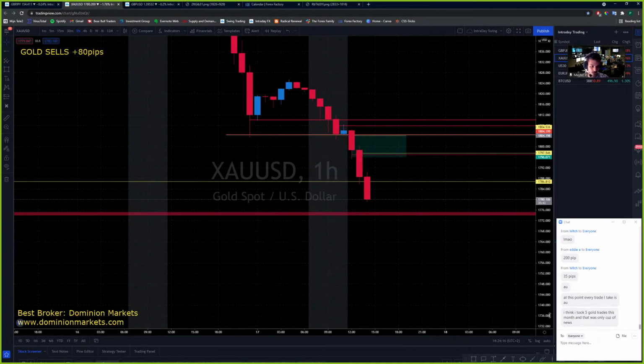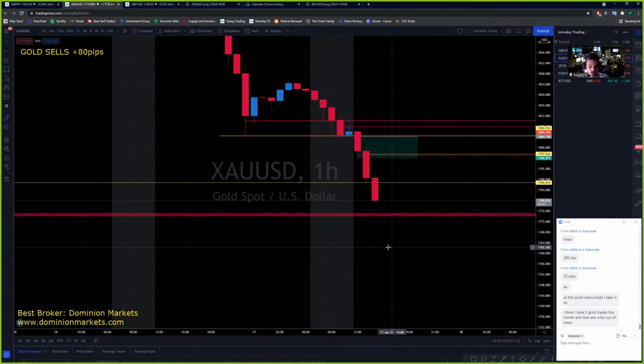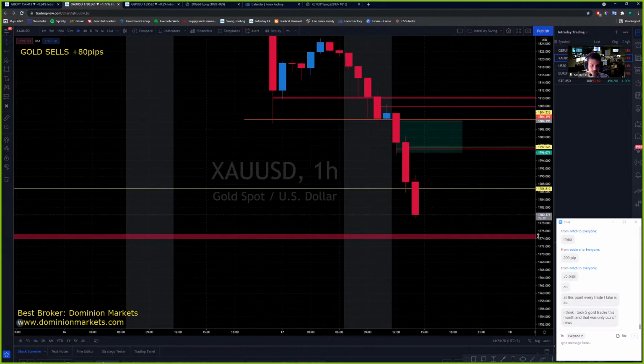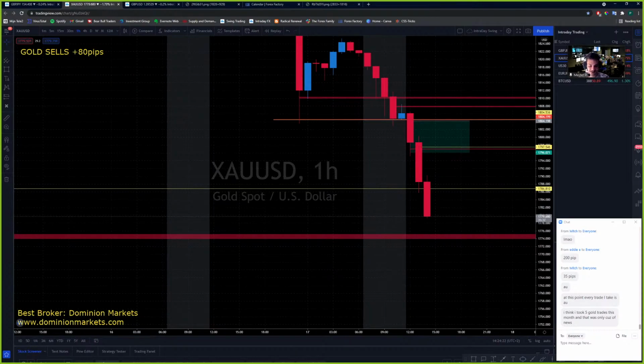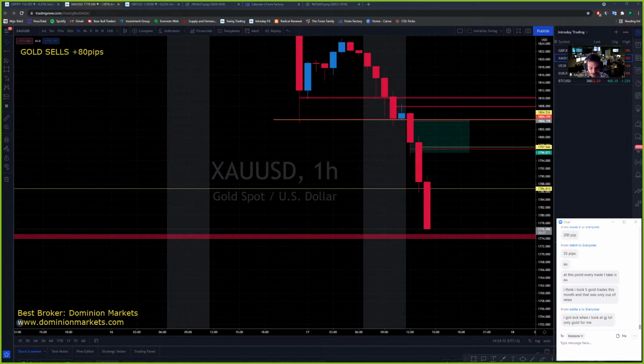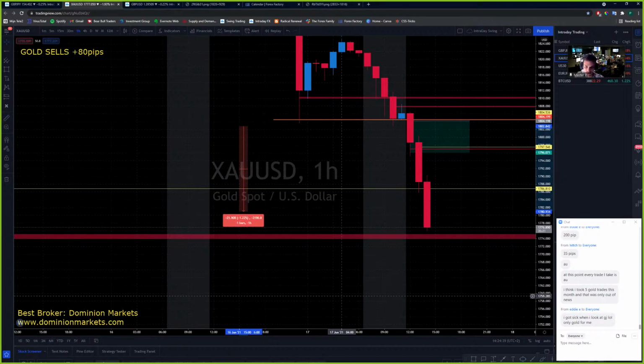Yeah. Well, how do you calculate pips that fast? I got a calculator in my brain. I'm just kidding. You go to the ruler on TradingView. You click over here and then drag from here to there.